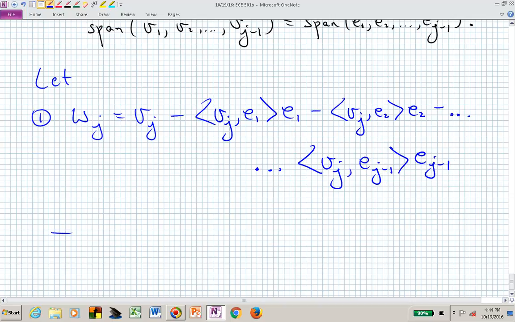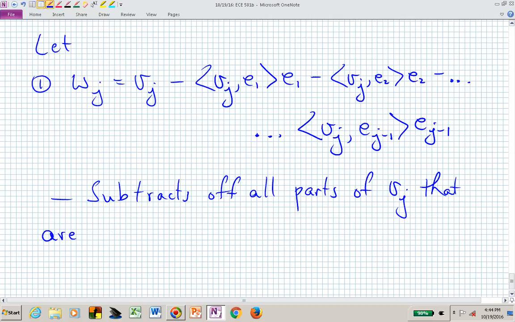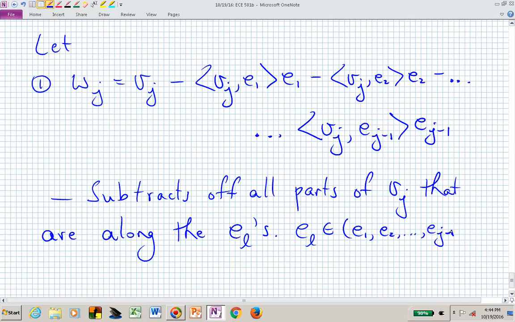This construction process now subtracts off all parts of V sub j that are along E sub l's, where these E sub l's are the vectors in our list, E1, E2 up to E sub j minus 1.